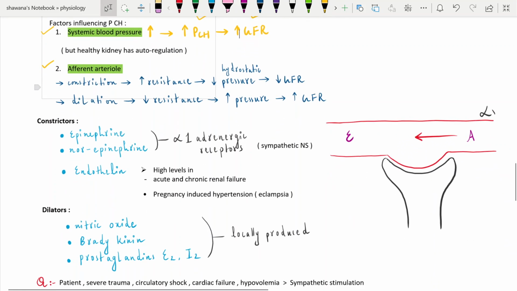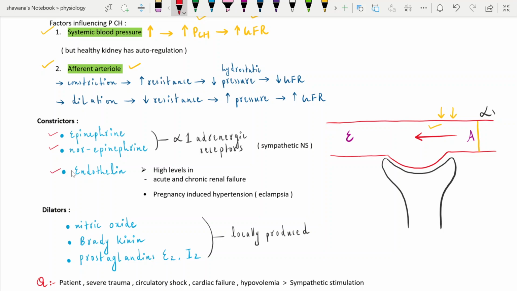The second is the afferent arteriole, its constriction or dilation. Think logically: if the afferent arteriole is constricted for any reason, the pressure inside the capillary will decrease. It means that GFR will also decrease. Okay, and the most important constrictors are epinephrine, norepinephrine, and endothelin.